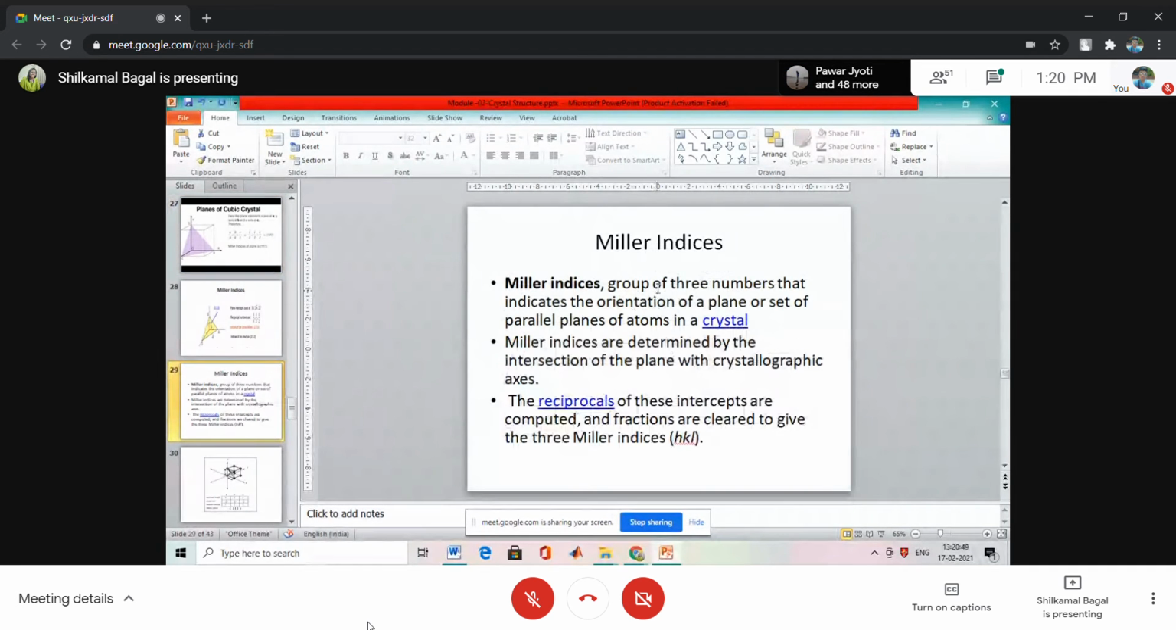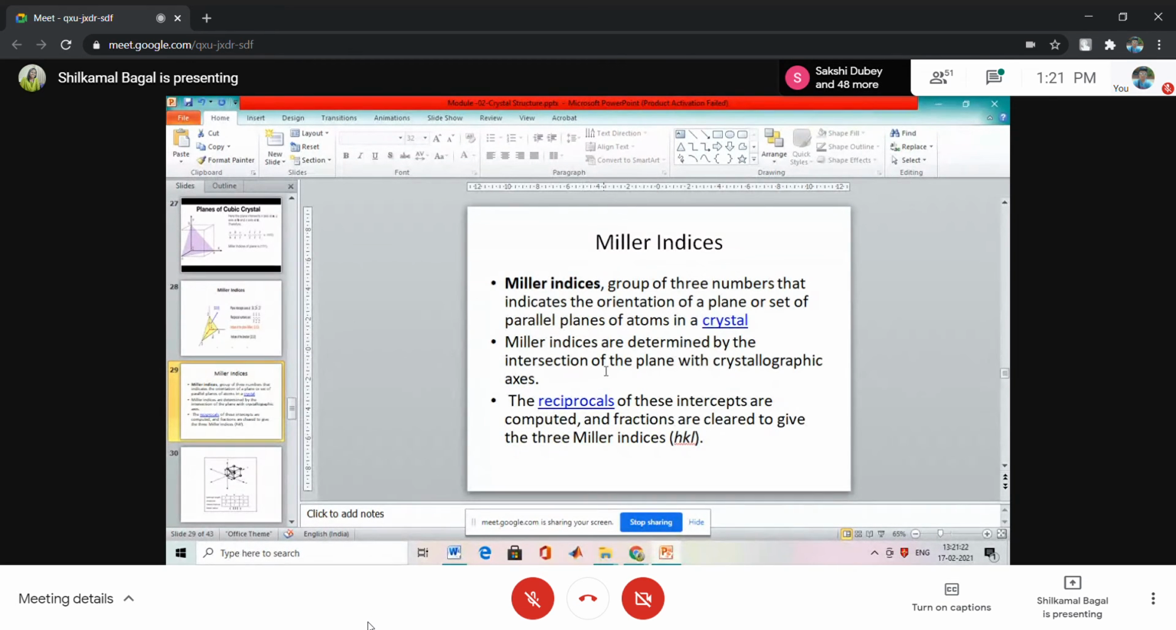So Miller indices is the group of 3 numbers that indicates the orientation of a plane or set of parallel planes of atoms in a crystal. Now in a crystal, there is a regular arrangement of the atoms. So if we consider one of the planes, then there will be a series of planes parallel to that plane. Planes passing through the same atoms in a crystal will be parallel to each other. We will see that next.